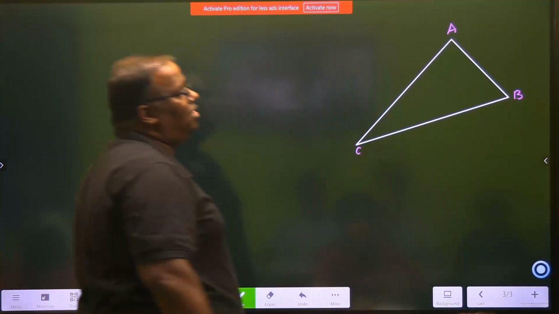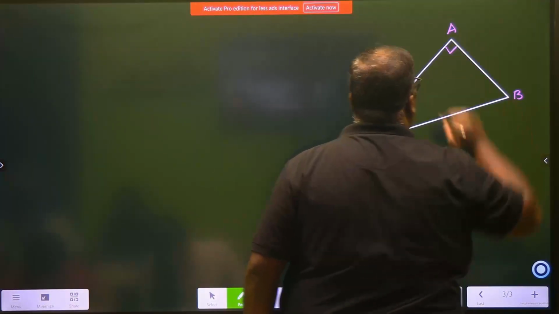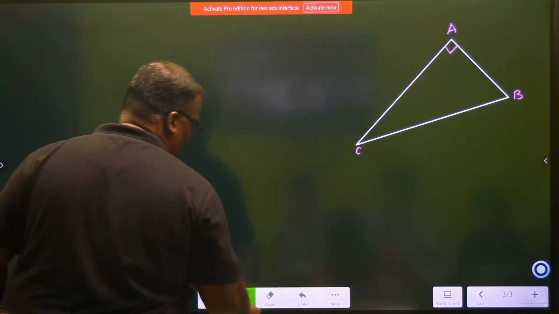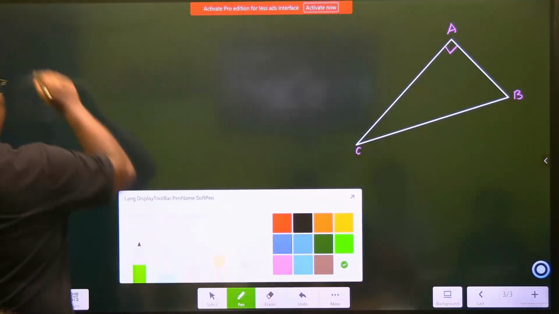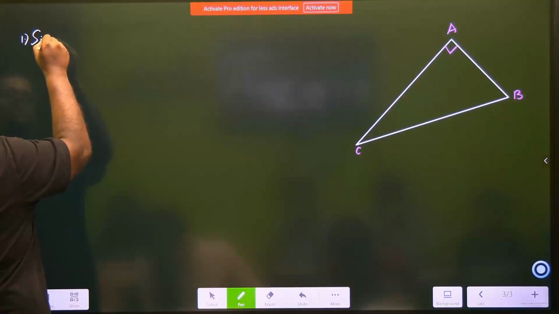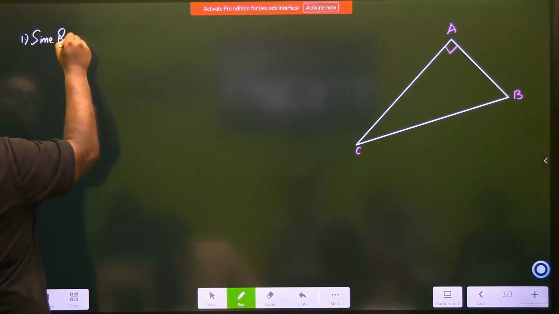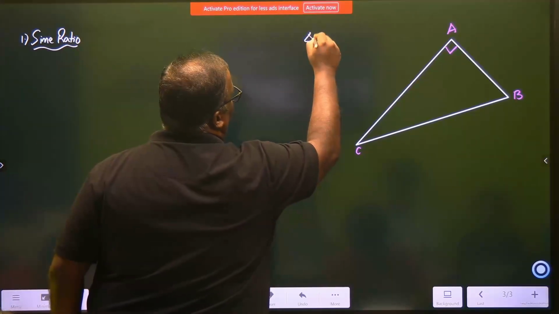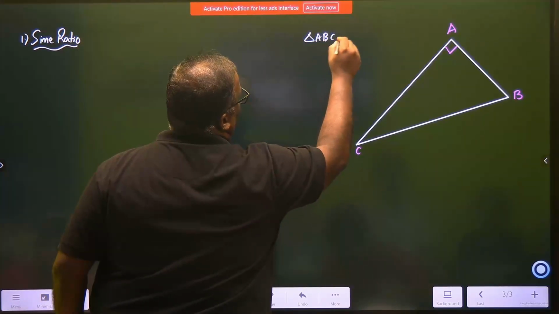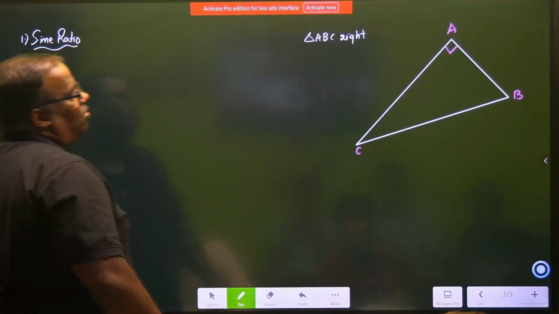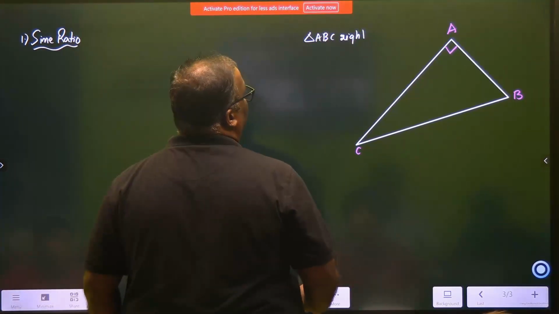So ABC is a right angle triangle which is right angled at A. Right angled at A. Okay. Now we don't know which is base and which is perpendicular. ABC is a right angle triangle. So we start with the first one, that is the sine ratio, we will see. And in order to understand the sine ratio, we have taken triangle ABC, right angle. The proper way of writing is actually BAC, where the angle should be in between.